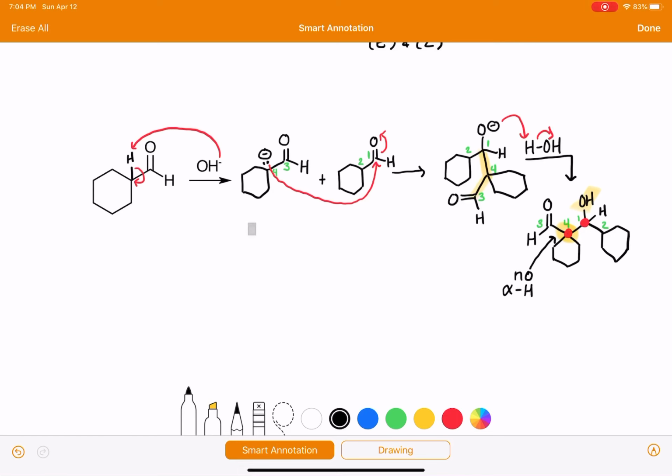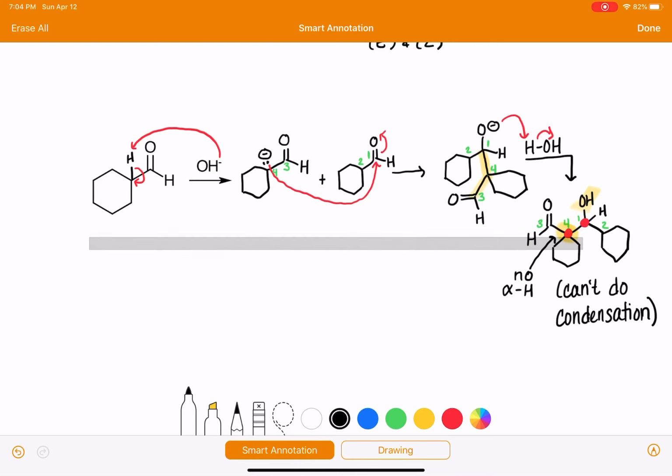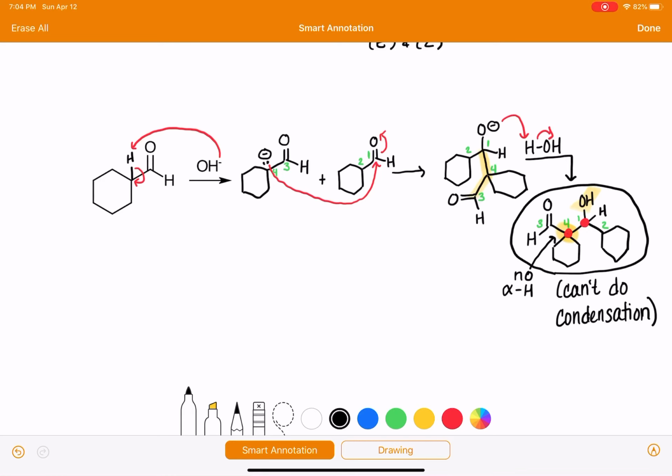And because there's no alpha hydrogen there, this guy can't do condensation. You have to have an alpha hydrogen on that spot for the condensation to work. There is nothing to eliminate. So that means that this right here is the end of the reaction. It's not going to go any further than that.